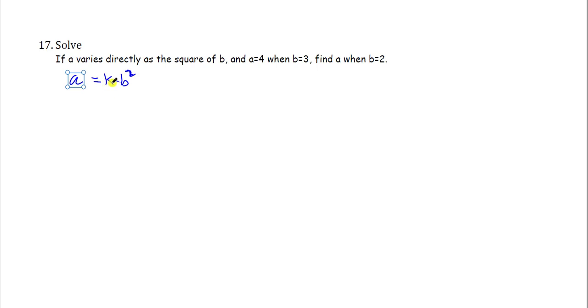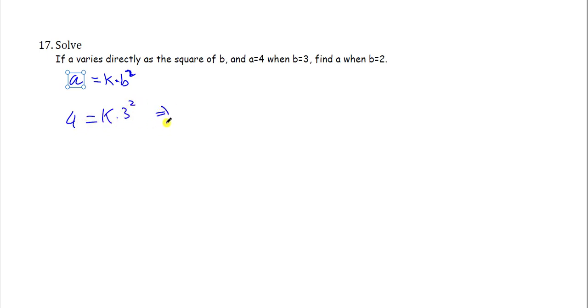k is the proportionality constant. A varies directly, that means k multiplied by the square of b, that means b squared. Now in order for you to find the value of a when b is 2, we first need to figure out what is the value of k. We are given this data point right here. When a is equal to 4, b should be 3 squared.